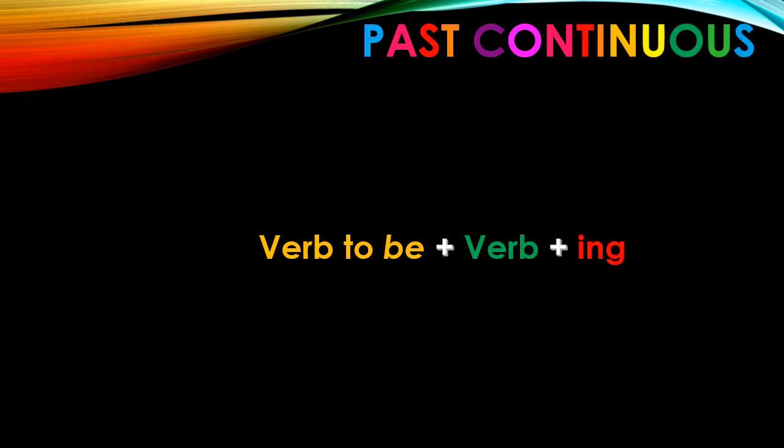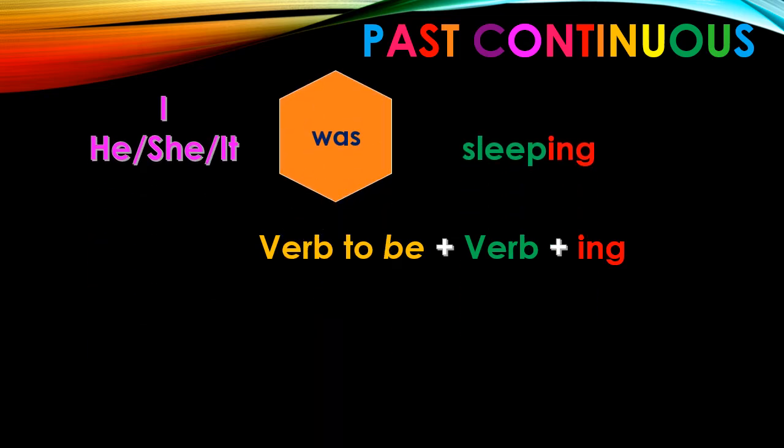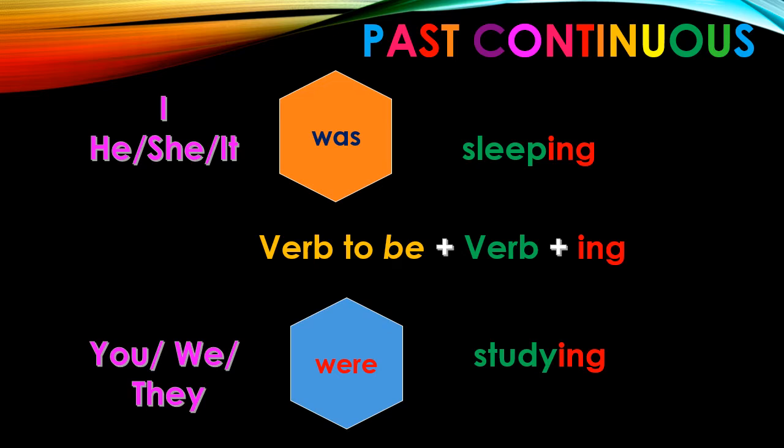We can form past continuous tense using verb to be plus verb and ing. For example, I was sleeping. He was sleeping. She was sleeping. It was sleeping. You were studying. We were studying. They were studying.